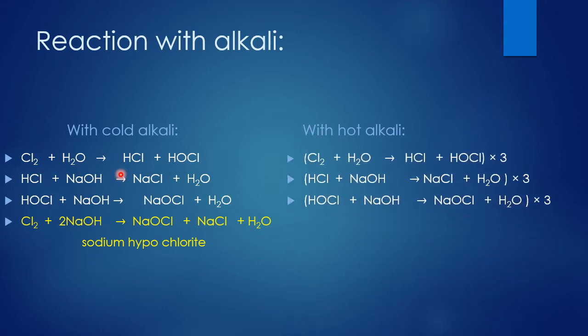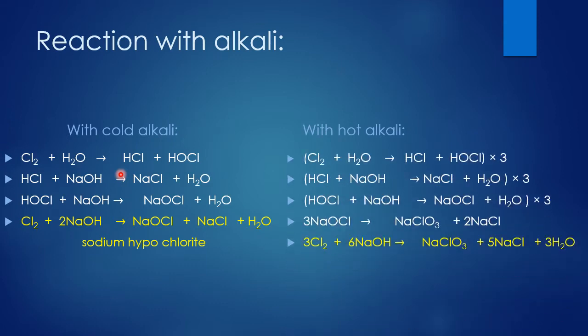Let's see what products are obtained with the hot alkali. So here the same reaction: Cl2 plus H2O gives you HCl plus OHCl, and then that HCl again reacts with NaOH. Here the product is NaCl and water. This OHCl reacts with NaOH, giving the product NaOCl plus H2O. But here, as it is a concentrated hot alkali NaOH, the reaction is much faster, and the product is entirely different.